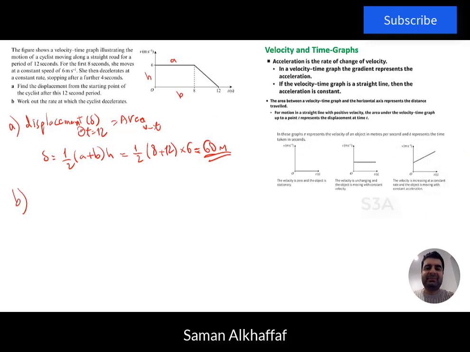For part B, we need to work out the rate at which the cyclist decelerates. To find the acceleration, it is the gradient of the slope. So we find 1.5 meters per second squared, and this will be our answer for this question.